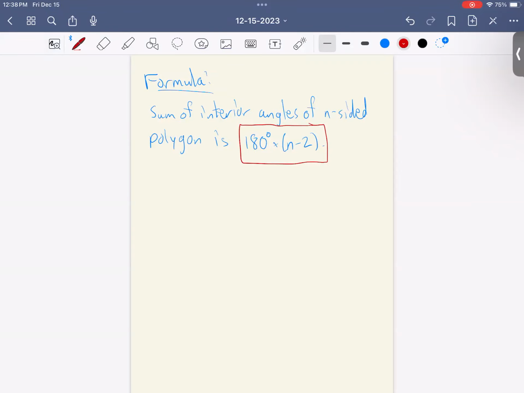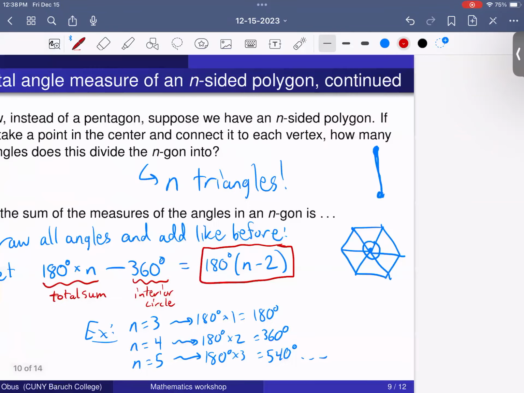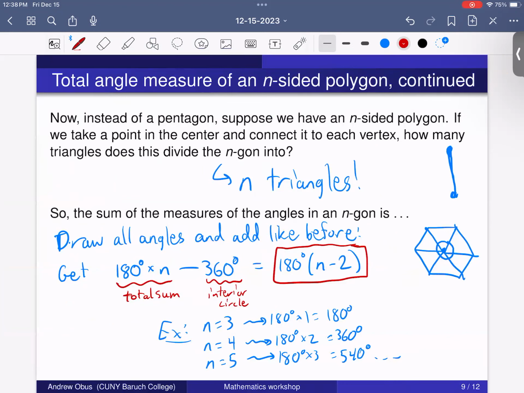Yes, Marcus? The 2 that we get in our formula, is it constant? Is it something that we derive? What do you mean, is it constant? The 2 is constant. Yes. It's always a 2. It's always 180 degrees times n minus 2. The 2 is always there no matter what size polygon you have. Okay, good.